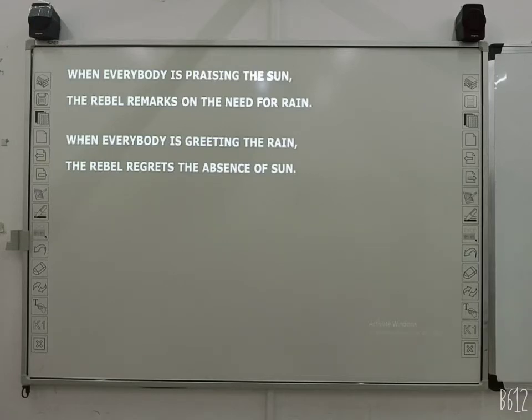Again, when everybody is welcoming the rain, they are happy that it's raining, it's cool, the plants are being watered, the rebel immediately feels sad that the sun is absent. He says that he wishes that the sun is out instead of the rain.